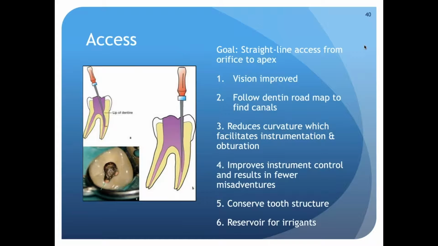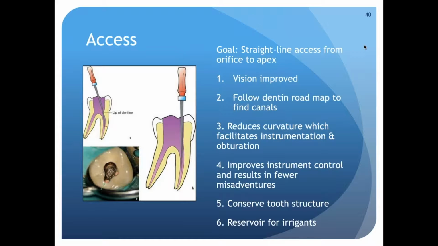Next, it's going to reduce any curvature in our instruments and in obturation. So we don't want to be putting additional bends in these instruments, because that torsional strain can cause separated instruments. So we want that instrument to go into that root canal system as straight as possible before it starts engaging dentin. Also, just placing gutta percha around a corner can be kind of difficult. So that straight line access can help us with that. Instrument control is a little bit easier, so it's just easier to drop files in, to feel what you're doing. Again, fewer misadventures, like I said, putting torsional strain on files. Conserving tooth structure because we're not hunting around looking for things.